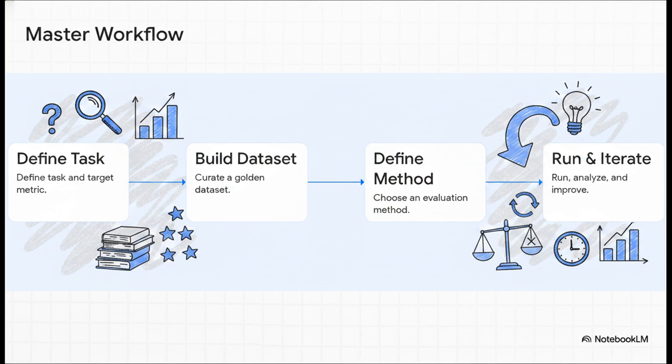Step 1, define your task and target metric. Step 2, build a golden dataset. Step 3, define your evaluation method. And Step 4, run, analyze, and iterate.